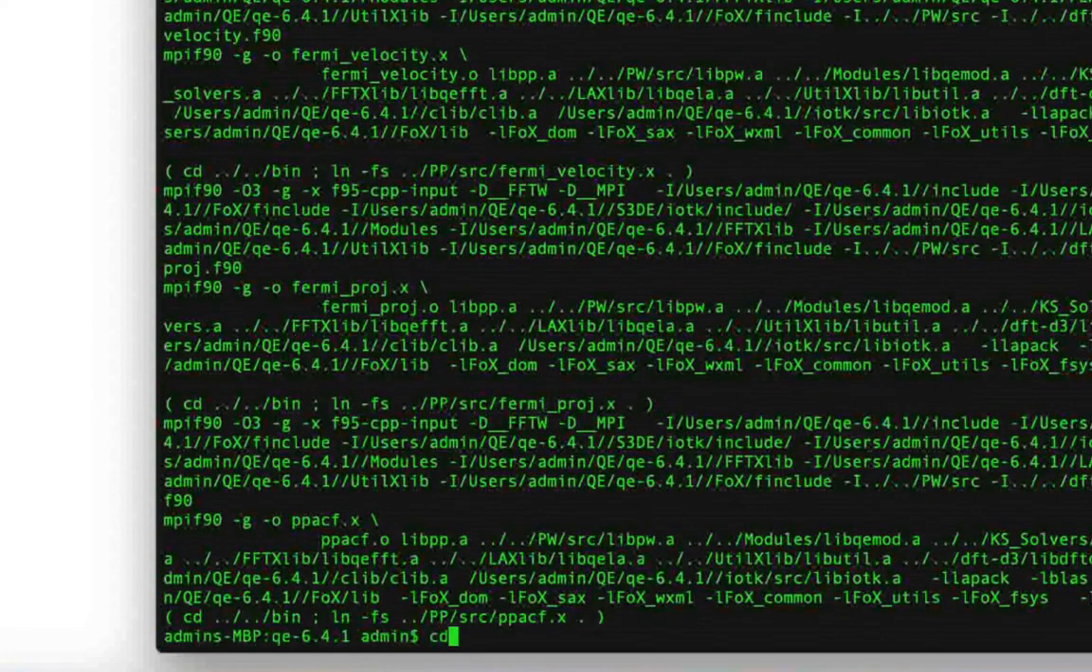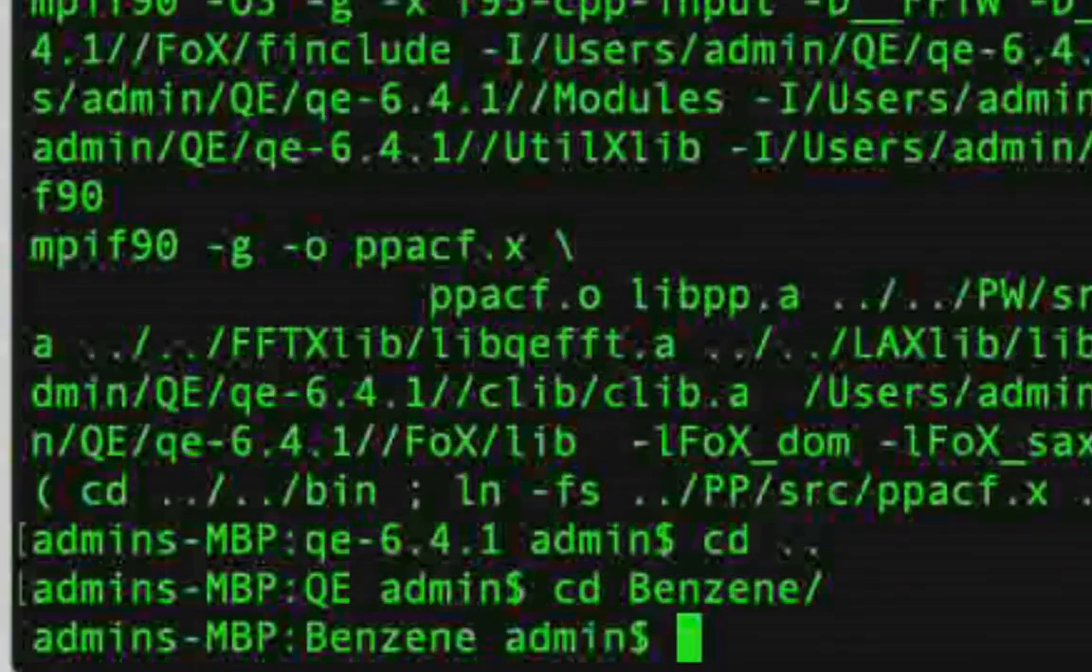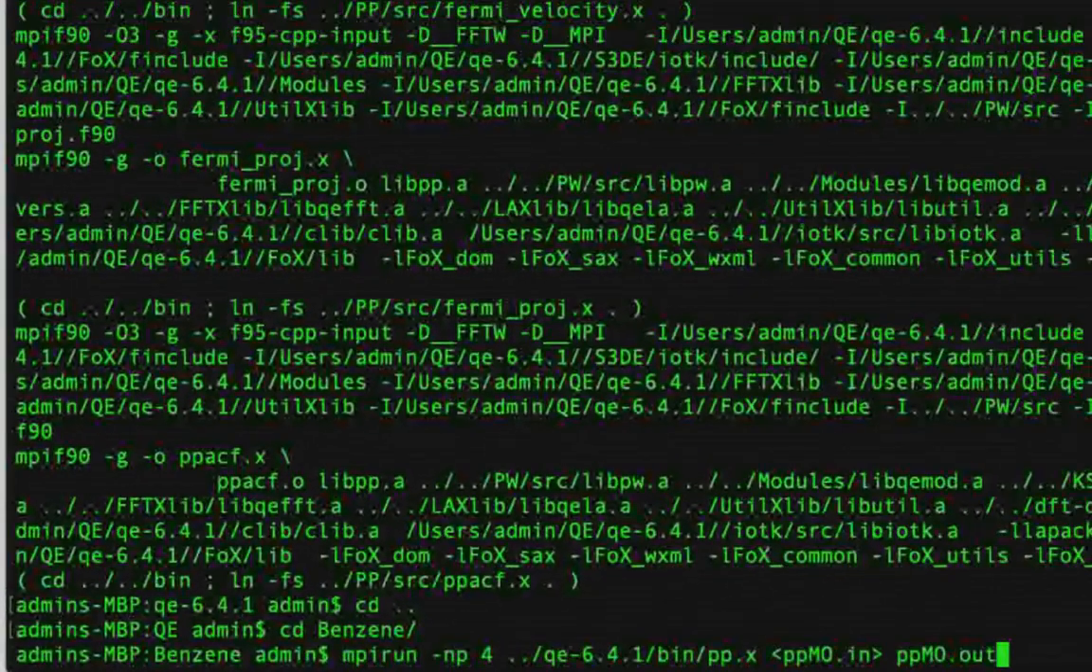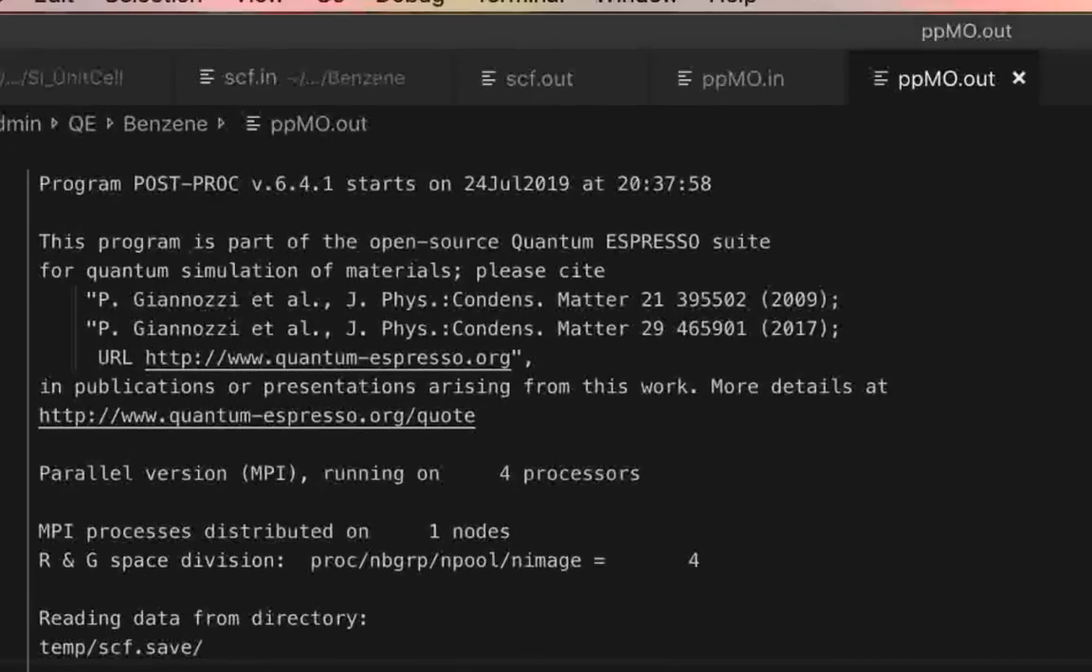Okay, so here it is. It is now finally compiled. So we'll go back to the benzene directory, and then we will try to run that command once again. Here we'll run the command pp.x, then the input file and the output file, and what you'll notice is now the output file looks something like this.